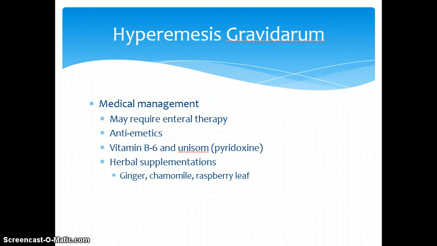Medical management of hyperemesis gravidarum: they may require enteral therapy such as TPN in order to get the nutrition that they need. We will be administering the antiemetics as ordered by the physician to keep their nausea and vomiting down. We may be giving them vitamin B6 and Unisom, which is doxylamine. And also herbal supplements such as ginger, chamomile, and raspberry leaf can be used to help decrease the nausea and vomiting. The main thing with hyperemesis gravidarum is that the nutritional deficiencies and electrolyte imbalances revert back to a normal state.